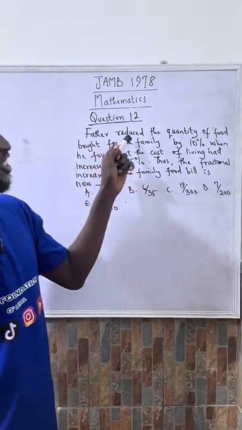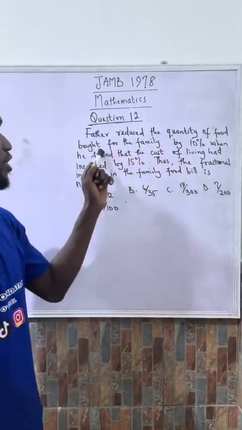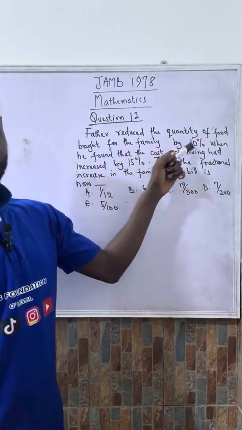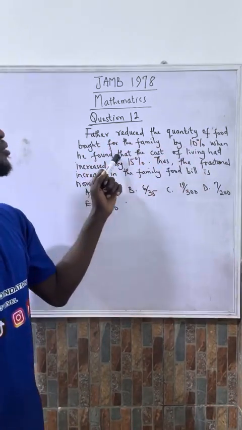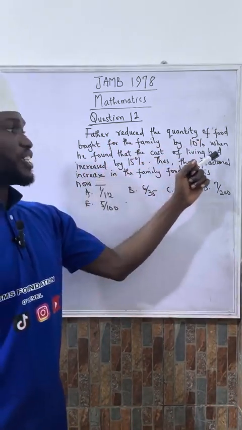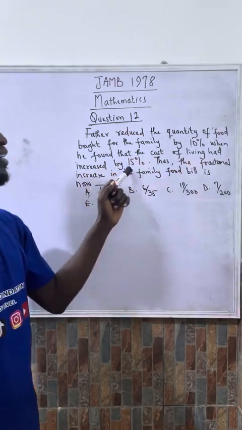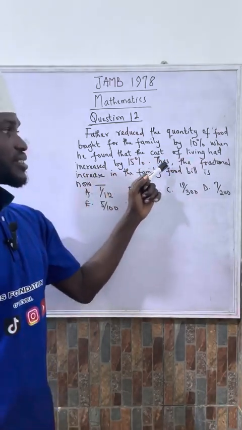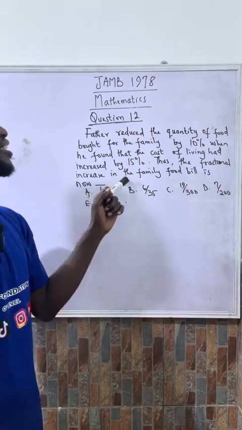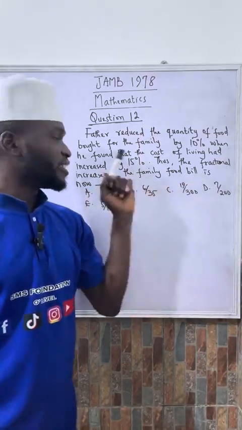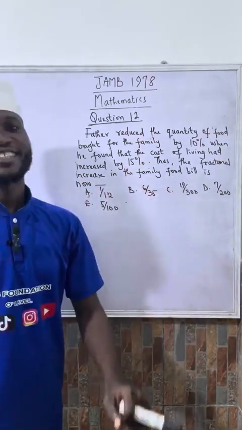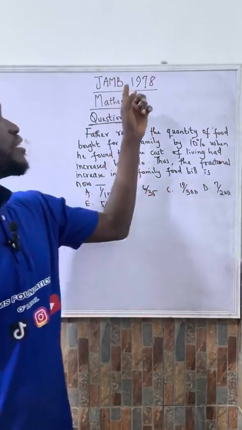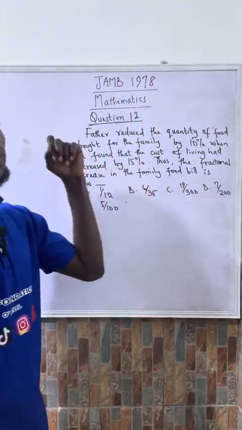Father reduced the quantity of food bought for the family by 10% when he found that the cost of living had increased by 15%. Thus, the fractional increase in the family food bill is now dash. So let's go. This is JAMB 1978 Mathematics question 11.